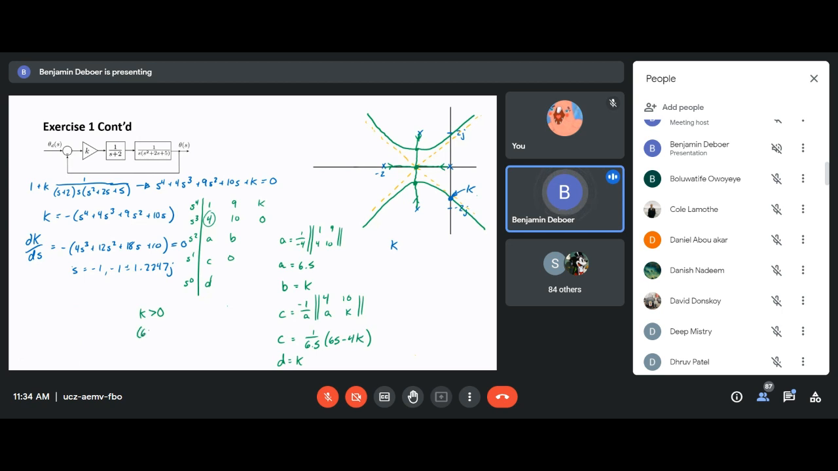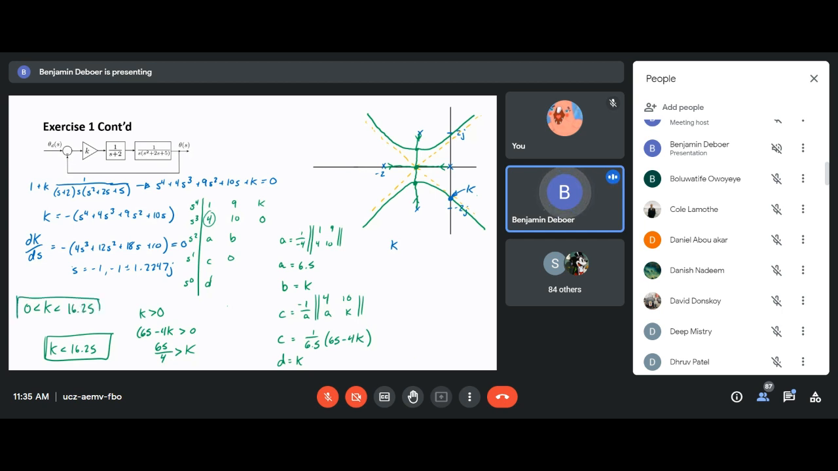So essentially this 65 minus 4K has to be greater than 0. If you bring it all to the other side, 65 divided by 4 has to be greater than 0. That means K has to be less than 65 divided by 4, which is 16.25. So in this case, we're stable in a range between 0 and 16.25.